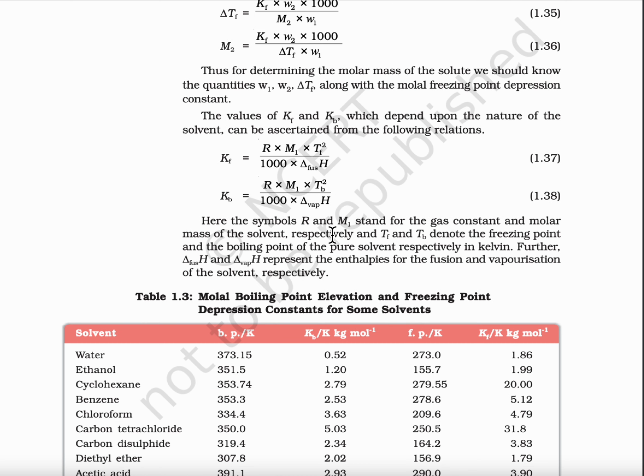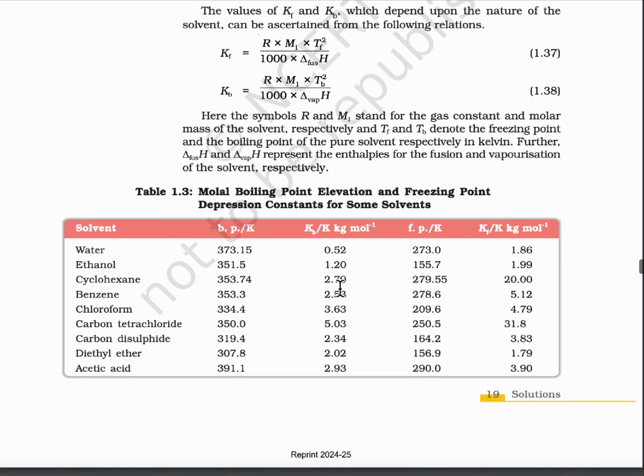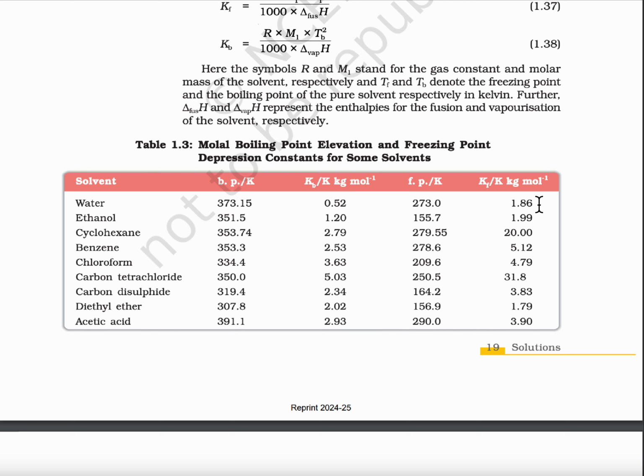Here the symbols R and M1 stand for the gas constant and the molar mass of the solvent, and Tf and Tb are the freezing point and boiling point of the pure solvent in Kelvin, respectively. Further, delta H fusion and delta H vaporization represent the enthalpies of fusion and vaporization of the solvent respectively. Now they have given the values of Kb and Kf in this table 1.3 for a few of the solvents.